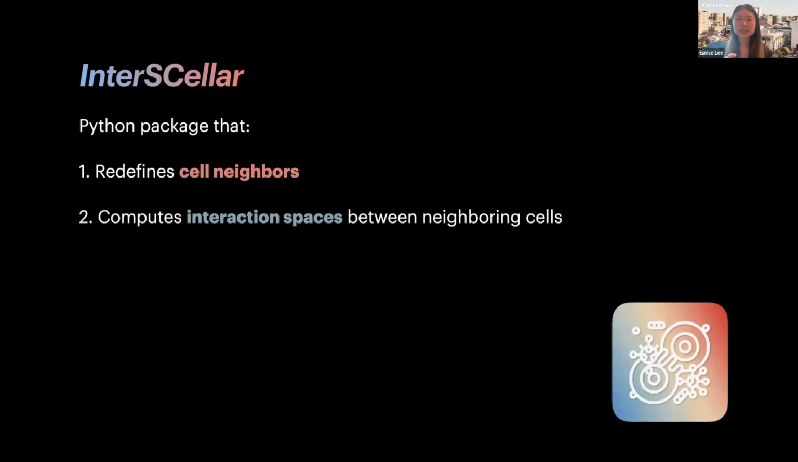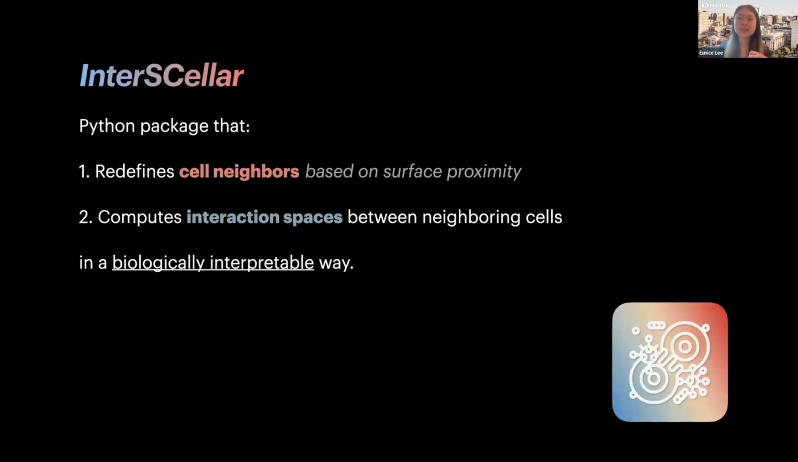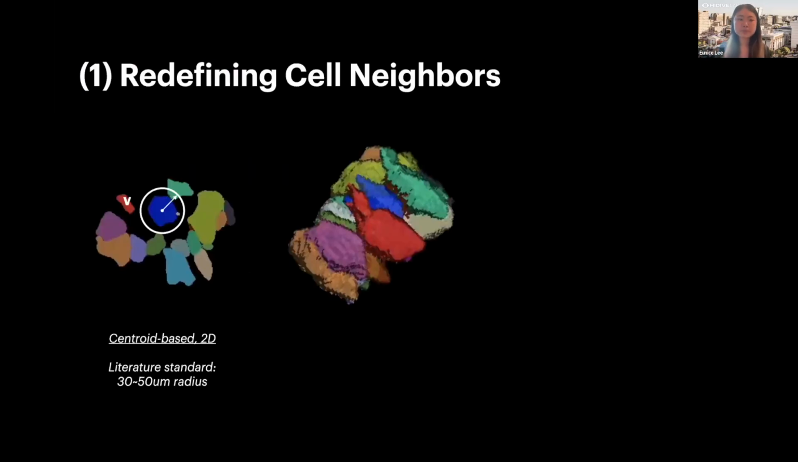And here's where we introduce InterSCellar as a Python package that, number one, redefines cell neighbors in a more biologically interpretable way, and number two, computes the interaction spaces between those neighboring cells. And how we do that is that we actually go back to the cell surfaces, now that we have the segments available from those 3D volumes, and base it on their surface proximity to see which cells are actually neighboring each other. And based on that, we really have those interaction spaces between every single neighbor that we find and render them as physical volumes so that people are able to directly extract transcriptomics or proteomics or different multiomic expressions out of them. So let's dive a little deeper into what this package is actually doing.